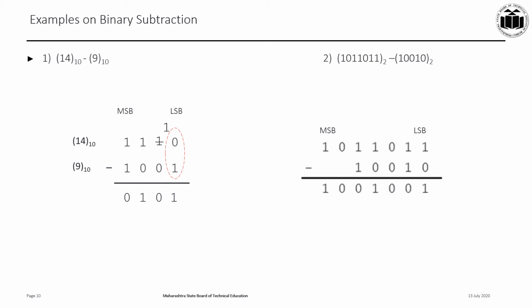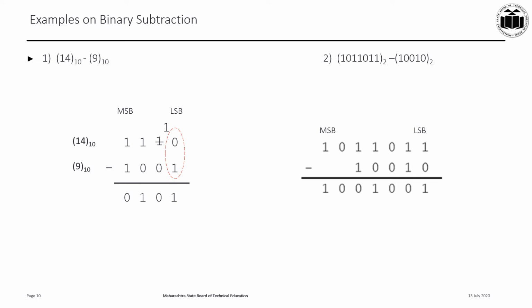The next example, you subtract 1, 0, 0, 1, 0 from 1, 0, 1, 1, 0, 1, 1. Starting from the LSB column, a 1 minus 0 gives a difference as 1. A 1 minus 1 gives a difference as 0. 0 minus 0 will give you 0. 1 minus 0 gives you a 1. 1 minus 1 gives you a 0.